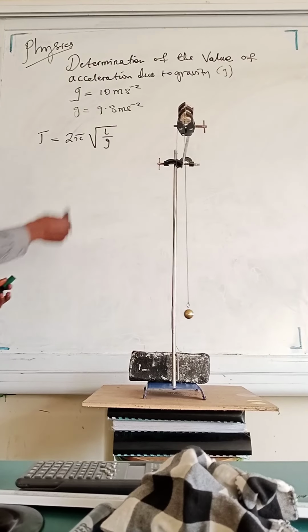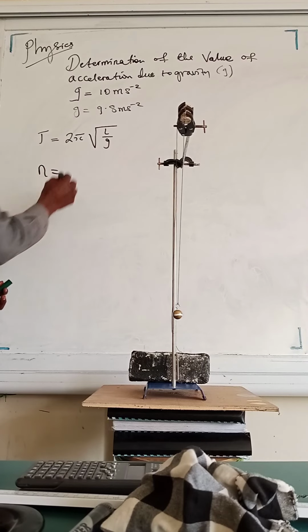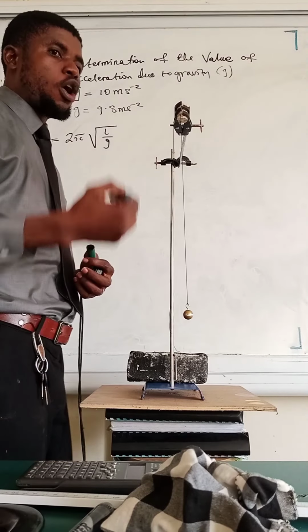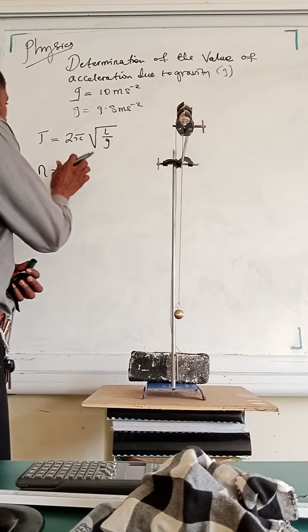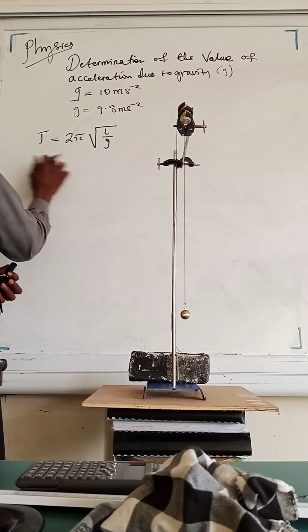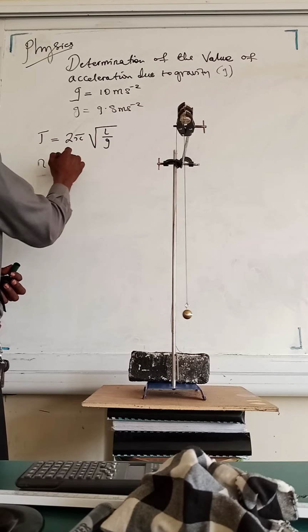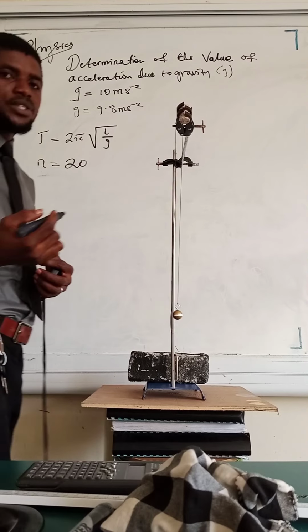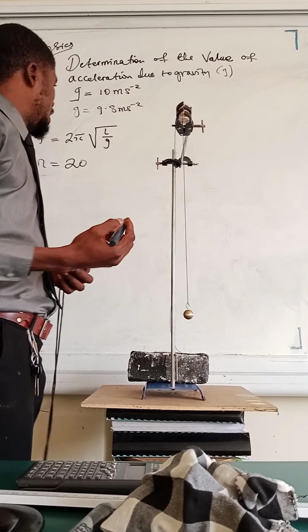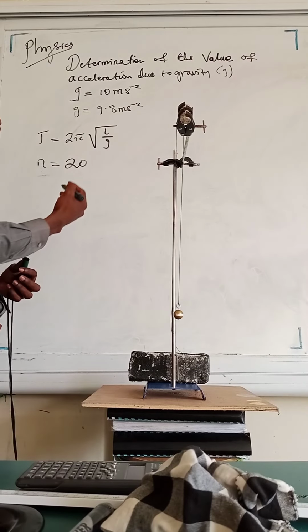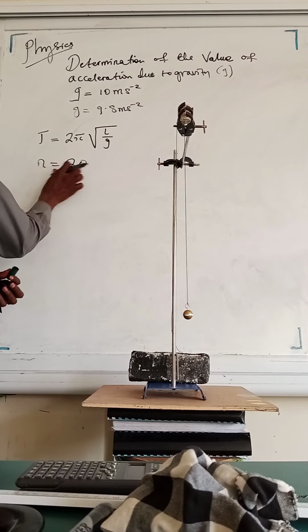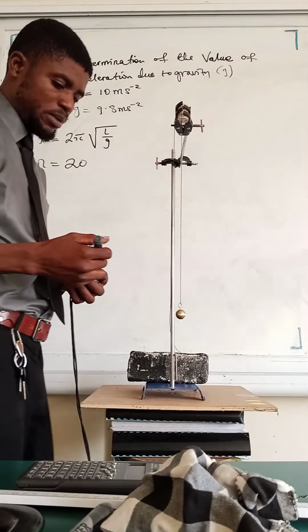we are going to use n. N means the number of complete oscillations. To get more accurate results, we are going to use our n to be 20 complete oscillations. Of course, you know what that means. If we use a lower value, we are going to get some errors in the experiment.